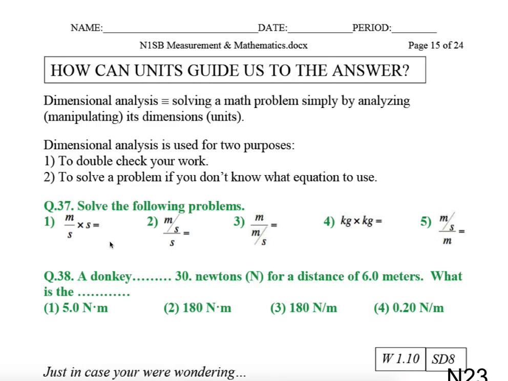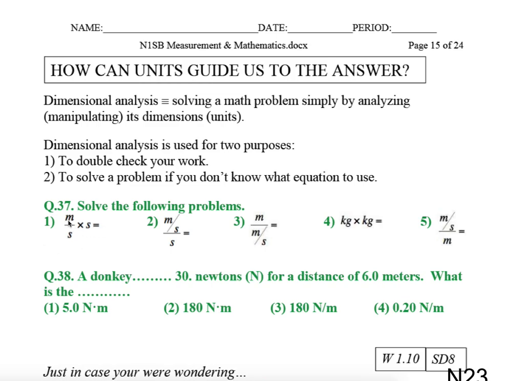So 100 means nothing in physics. 100 meters means something. 100 seconds means something. 100, for example, over here, meters per second times 10 seconds means something. 100 times 10 does not.